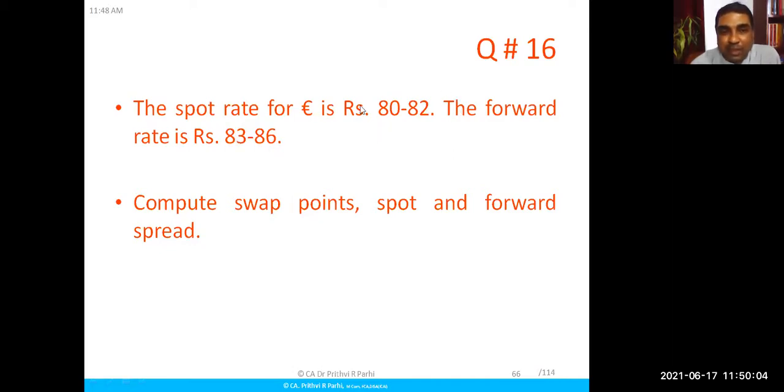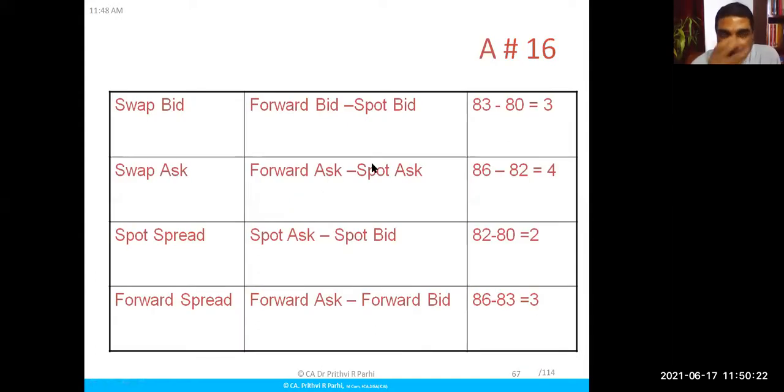So what is the spot? What is the bid swap? 80 minus 83. And what is the ask swap? You can say the difference, 82 minus 86. And the spread you can find out as 80 minus 82 or 82 minus 80, and here 86 minus 83. This concept we had discussed in previous classes.